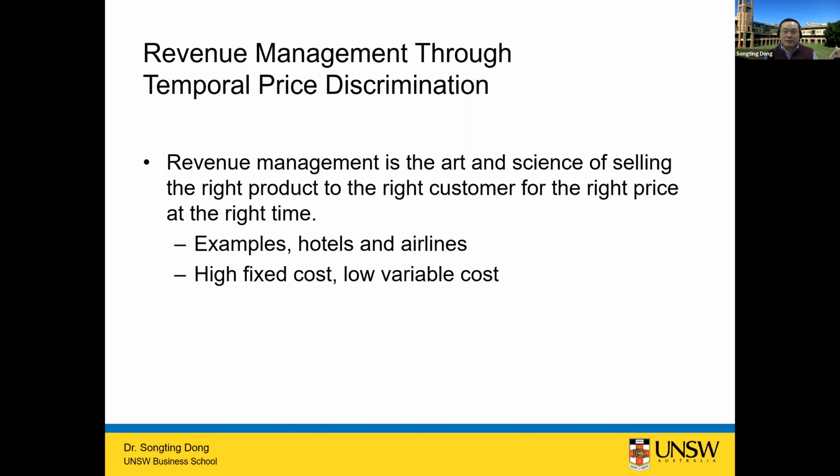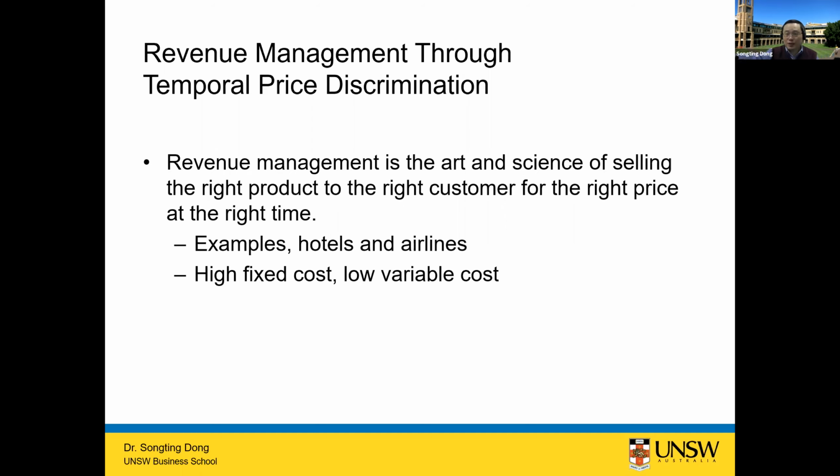Another very typical way to differentiate your price is to use temporal factors. Those examples are like hotels and airlines. Both of them have very high fixed costs. Right? For an airline, you need to fly from one place to another, no matter how many people are on a flight. Right? Even if there are 10 people, you are still going to fly.